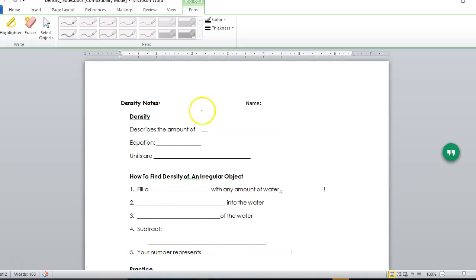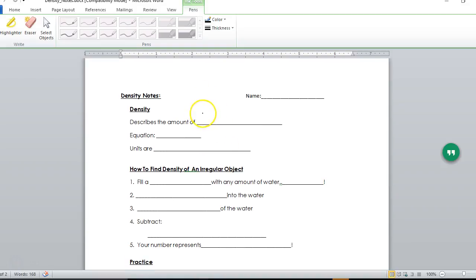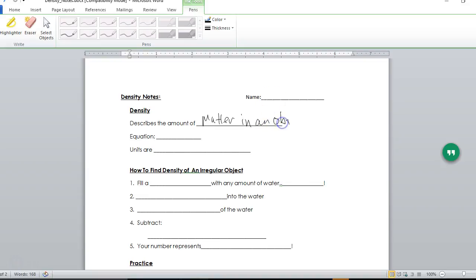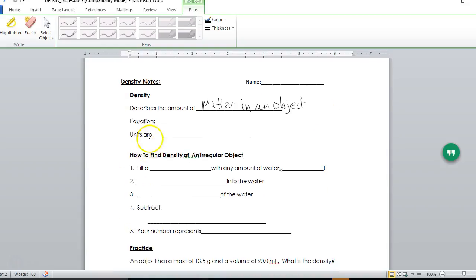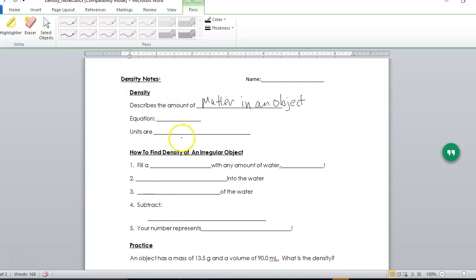So what density is, it's the amount of matter in an object. And this is based on the amount of matter in a given volume. The two units that density is based on, the equation is density equals mass divided by volume. So the mass per given volume of an object.